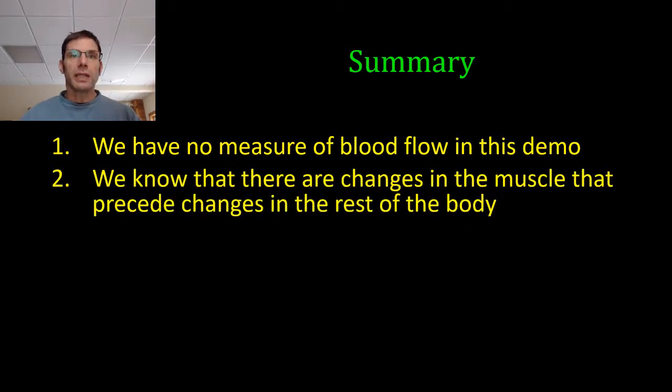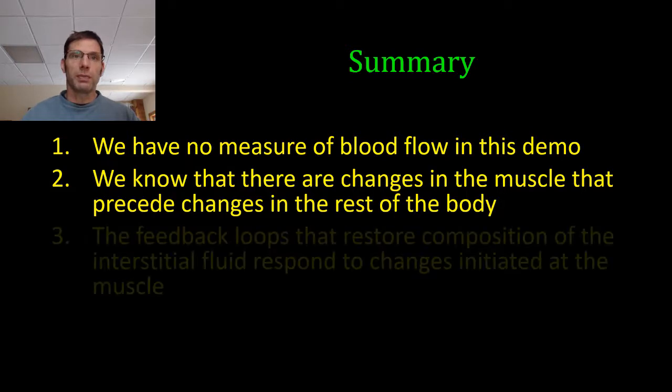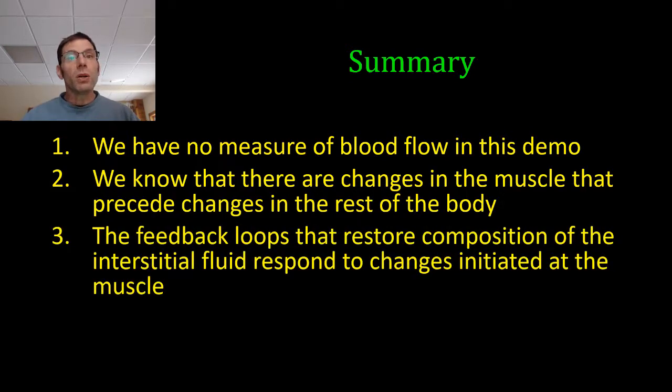We know that there are changes in the muscle that occur before changes in heart rate and blood pressure. We saw the power output increase way before we saw changes in blood pressure and heart rate or cardiac output. But we know that there are some feedback loops that exist to help us restore homeostasis. The reason we know that is because that is a sustainable exercise intensity. So if I weren't able to restore homeostasis, then I wouldn't be able to sustain that intensity.